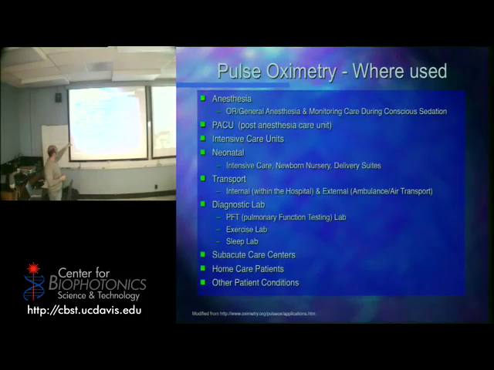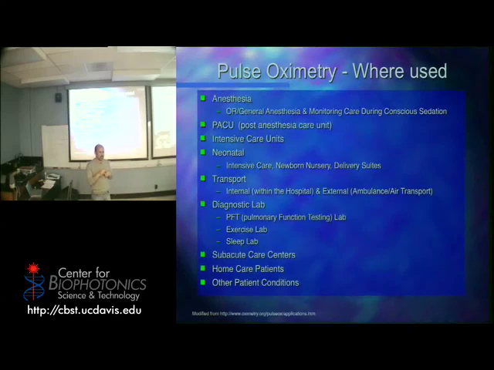Right? In the diagnostic lab, where they're testing how well your lungs work. In the exercise lab, in the sleep lab. Sleep lab, they use it a lot to look for things like sleep apnea, where you're not getting enough oxygen, okay, and you're disrupting your breathing. Subacute care centers, home care patients, other patient conditions, and it's also used a ton by pilots. Private pilots, yes. How much is the small pulse oximeter? A couple $100. You can now get some for about 150.